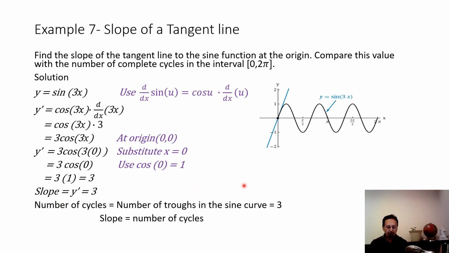Now the number of cycles in the interval, so starting here, that's 1 cycle, and then 2 cycles, and then 3 cycles. So it looks like the slope is equal to the number of cycles.